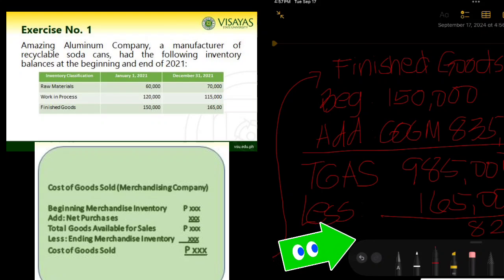So, that's how we arrived from the raw materials. Nagkaroon tayo ng input na direct materials sa work in process, and nagkaroon din tayo ng cost of goods manufactured sa ating finished goods to get the cost of goods sold.